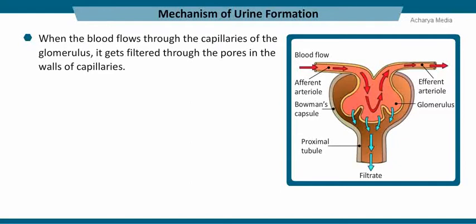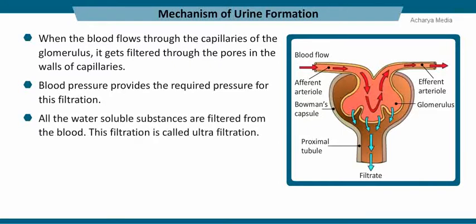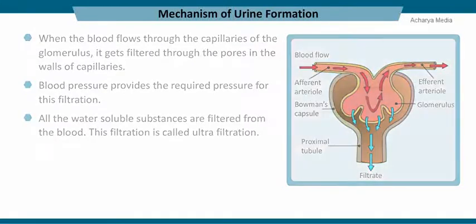When the blood flows through the capillaries of the glomerulus, it gets filtered through the pores in the walls of the capillaries. Blood pressure provides the required pressure for this filtration. All the water-soluble substances are filtered from the blood. This filtration is called ultrafiltration.